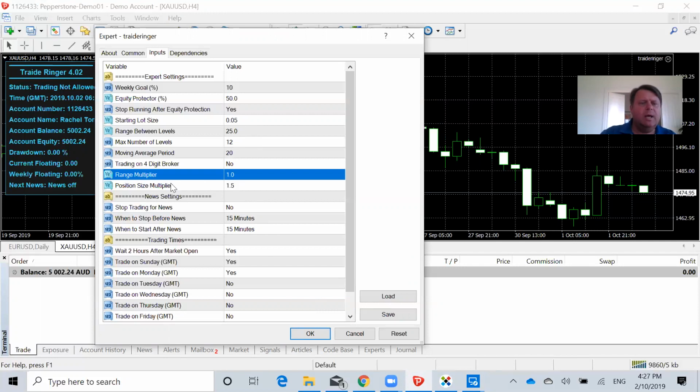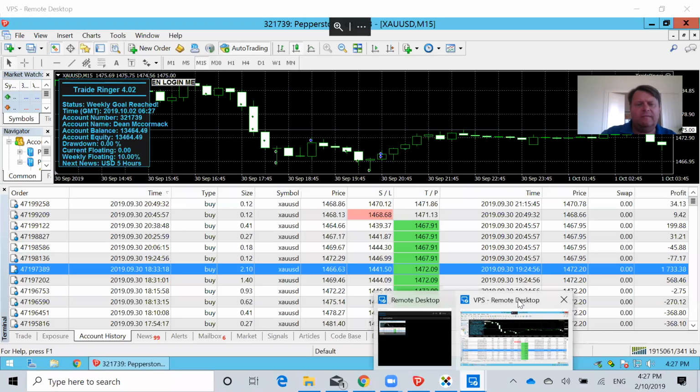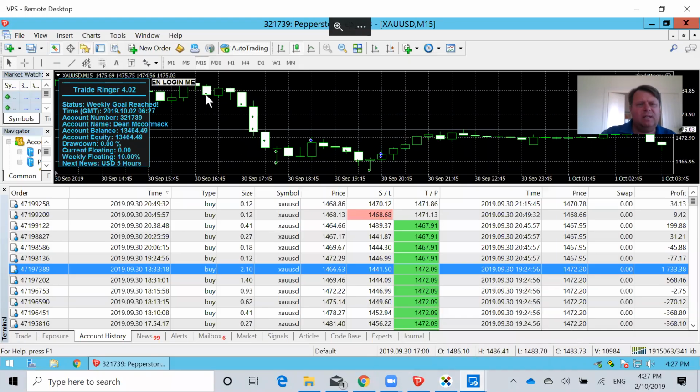Position size multiplier. So again, we talked about before how I went from 0.12, and then a 50% increase to 0.18, then a 50% increase. Again, you can see it here.